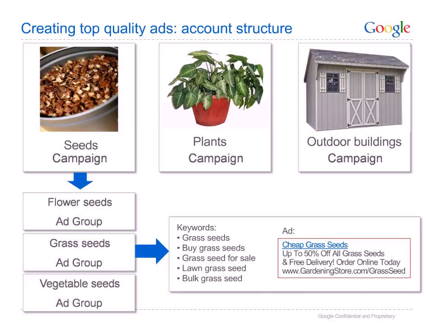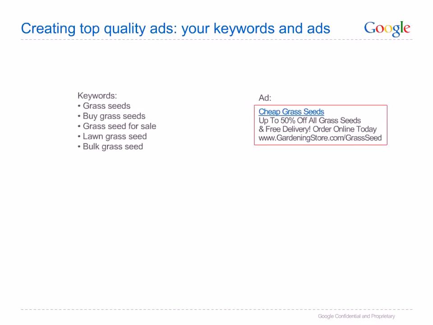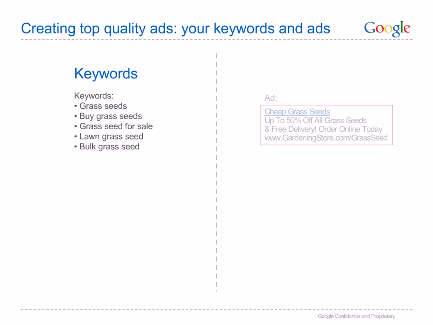So let's take our grass seeds example to explain keywords and ads and how you can use the ad group structure to create top-notch advertising. Firstly, keywords. When writing your keyword list, think about how your potential customers would search for the product or service you're promoting.